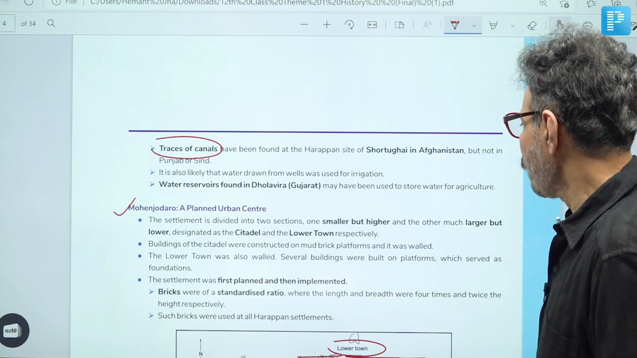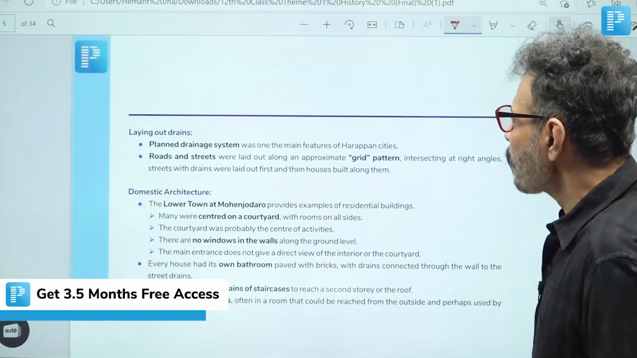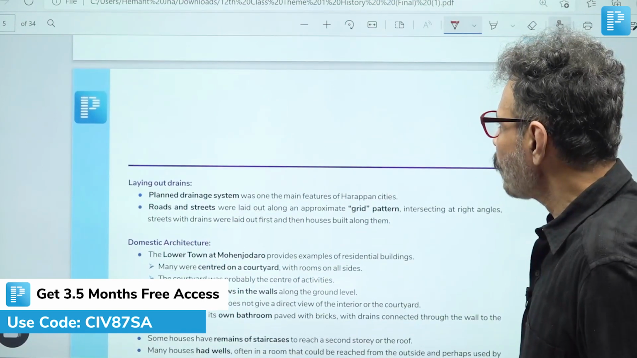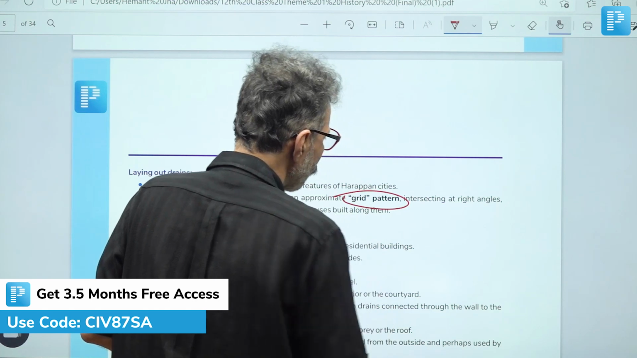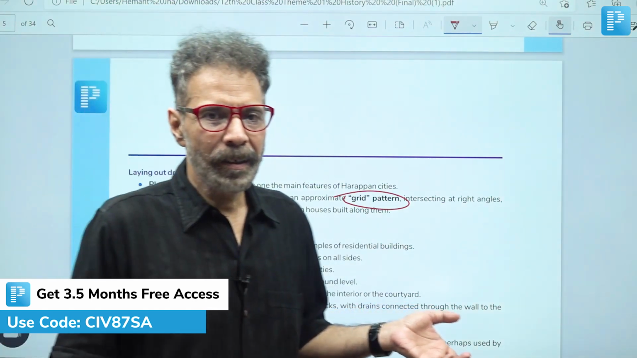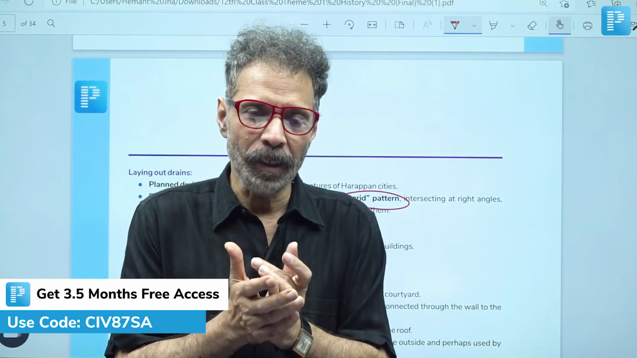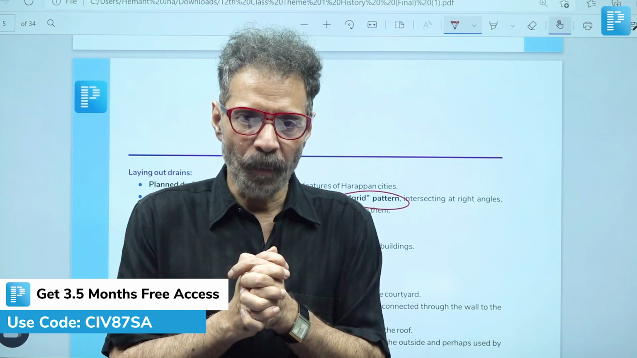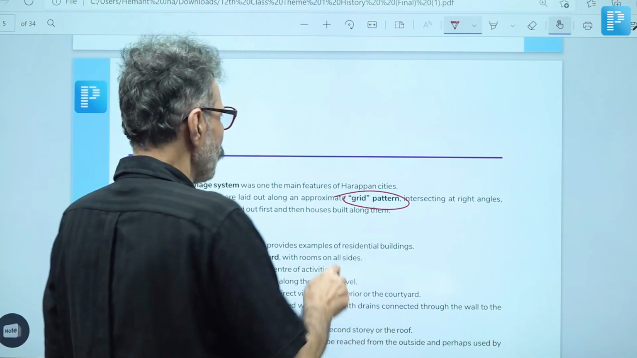Similarly, I'm going to show you some more such words. Take a look. Grid pattern. Grid pattern was a unique feature of the Harappan town planning. Grid pattern refers to this pattern.